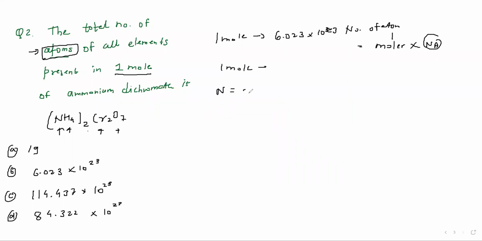See, nitrogen is 2, hydrogen is 8, chromium is 2, oxygen is 7. Correct? So you have to add all the numbers. Sir, 19. Yes, exactly. 2, 8 plus 2, 10. 10 plus 2, and that all 19 atoms are there. 19 into Na, isn't it? Simple calculation. So 19 into 6.023 into 10 raised to 23. Because they ask for atoms.